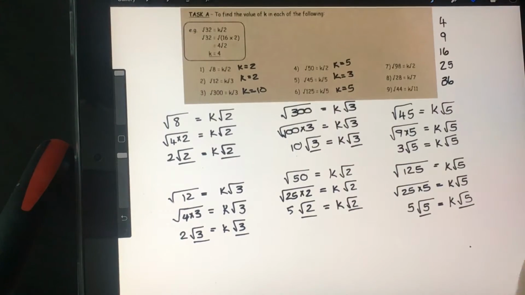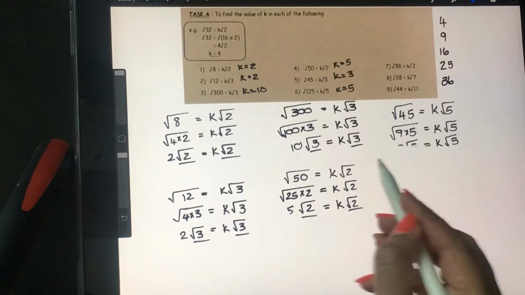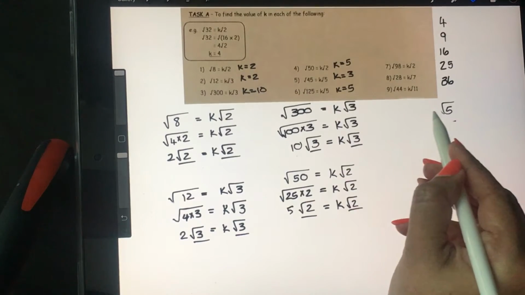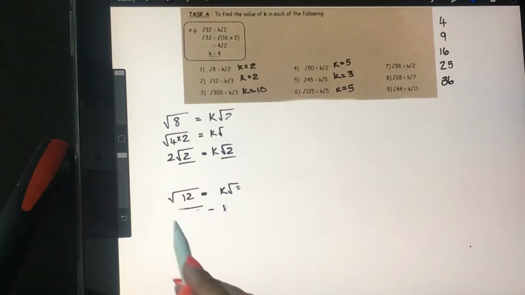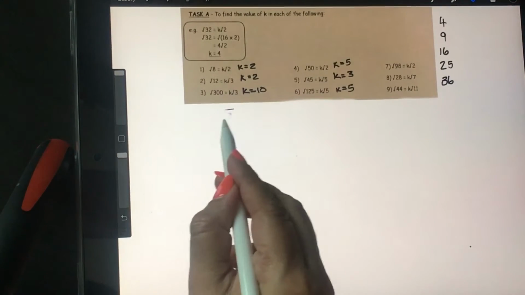So just while I erase these to make some space for the last 3, please remember that in an exam, you will not be given marks if you do not show your working. You can type this into a calculator, but rather show your working to get all your marks.